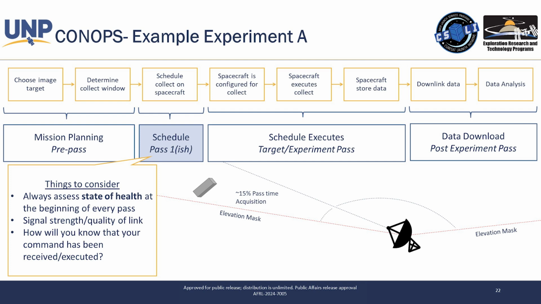So during this pass, make sure that you take a look at the pass ahead of time and try and figure out a rough estimate of what the quality of that pass is going to be like. What elevation does it pass over your antenna? Does it actually go over any kind of elevation mask that your antenna will have on it? Is the signal going to be strong enough to both command and receive? And how will you know that you actually have commanded your vehicle to do the things that you want it to? Basically, how do you know that your commands have been put on board the vehicle and that the vehicle has accepted them and is ready to execute on them?